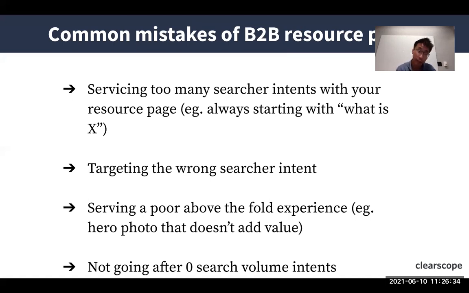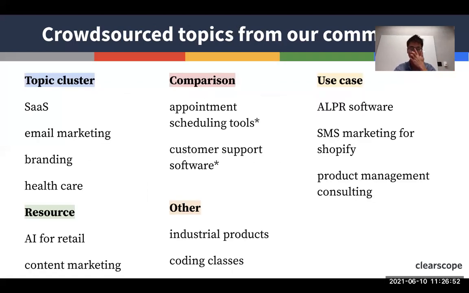So at that point, I think building additional backlinks, unless it's a super competitive niche, is probably not going to yield that many dividends. Instead, you kind of have to diagnose, okay, am I serving a poor above the fold? Am I targeting slightly the wrong search intent? Am I not going after the dominant zero search volume intent? So these are the common mistakes associated with B2B resource pages.